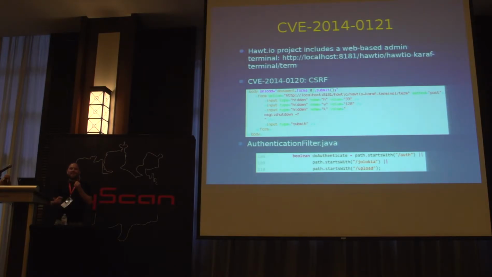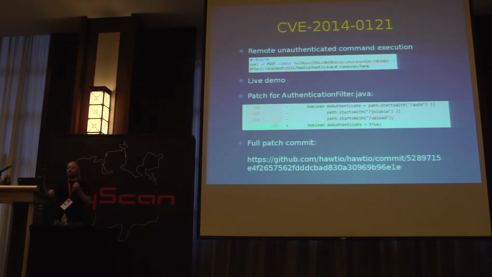But then I realized, hang on a minute, I don't even need to be logged in for my CSRF reproducer to work. It's not actually applying authentication to this path at all. Because down here, as you can see in AuthenticationFilter.java, they were only authenticating paths that start with those certain prefixes, and the path to the Karaf terminal didn't match the prefix. So there you go, you have remote unauthenticated command execution. Just like the curl command there, you just pass in OSGi shutdown -f, which is just shut down the container, force it, don't prompt me, and that will run.